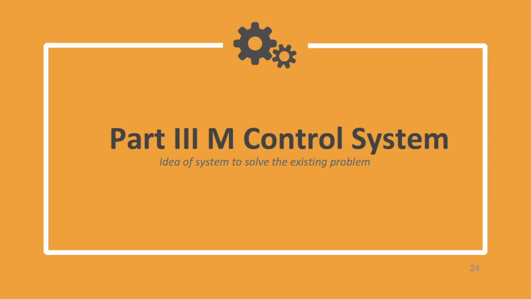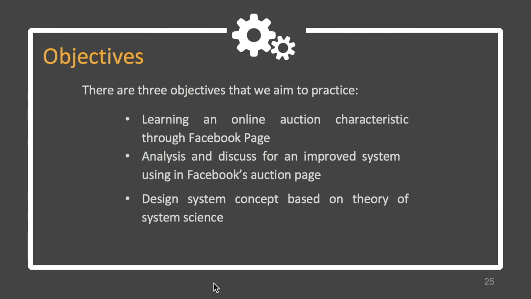Next, part 3, the M control system. I will talk about the idea of the system to solve the existing problems. For the objectives, the main goal of the project is to learn and understand the auction characteristics and the algorithm of product posts and security from Thai users who use Facebook for online auction purposes.